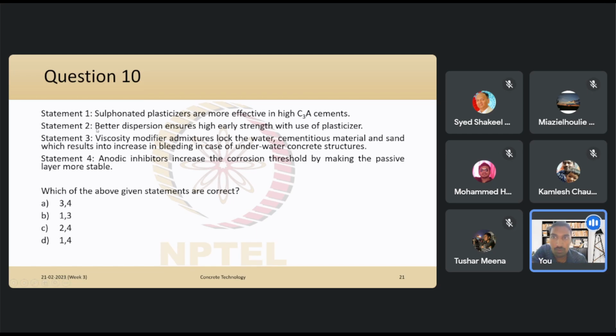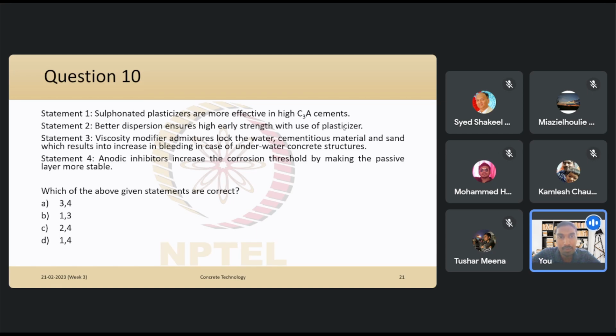Statement 2 is better dispersion ensures high early strength with the use of plasticizer. It is true. When we use plasticizer or water reducing agent, we are going to get more dispersion. The particles are going to be away from each other, which means there is going to be more surface area exposed. So there is more area available for the hydration process to occur.